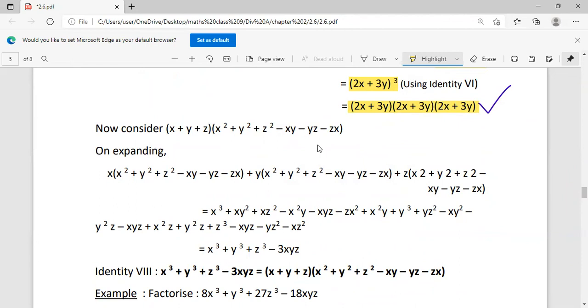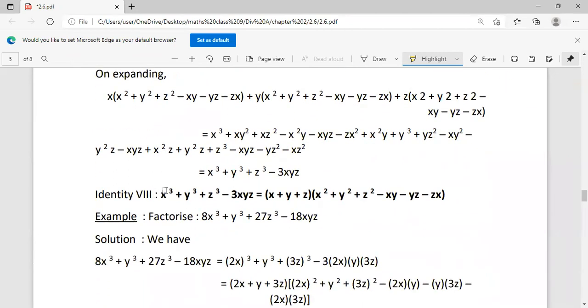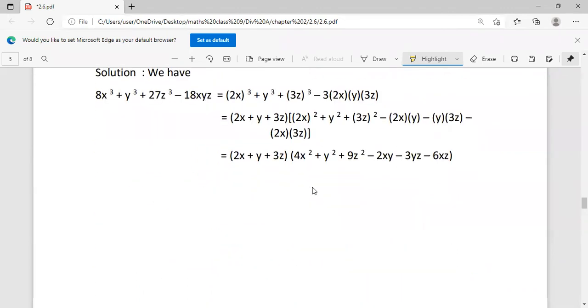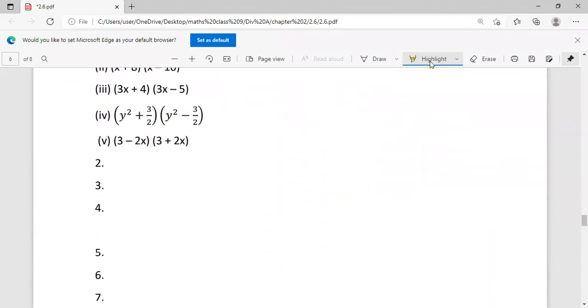So now you have a last identity, this one. You have to learn it by heart. In the next class, I will show you how we find this, and try to do this question also. Learn this identity by heart also, you will need it: x cube plus y cube plus z cube minus 3xyz. And you can do the exercises.